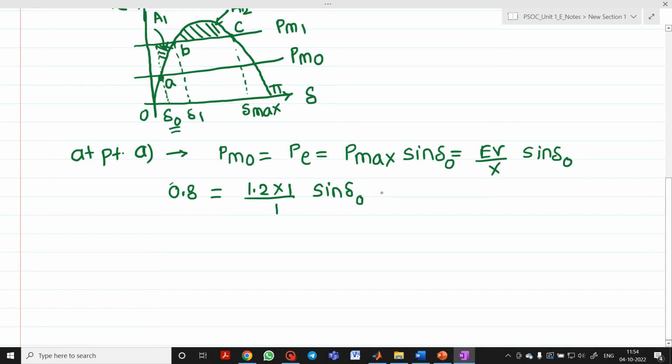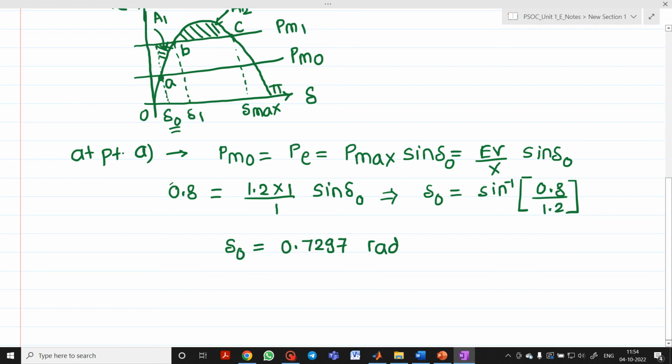So from this, can I write an equation for delta 0? Yes, it will be equal to what? It will be equal to sine inverse of 0.8 divided by 1.2. So what is the answer for delta 0? If you find it out, you will get the answer as 0.7297 radian. So this is the answer for delta 0 at point A. This is the point A.